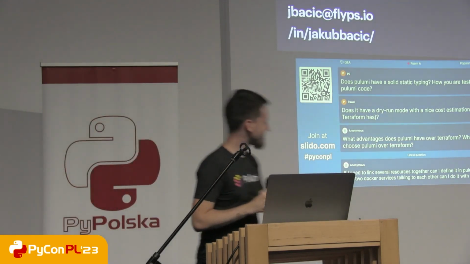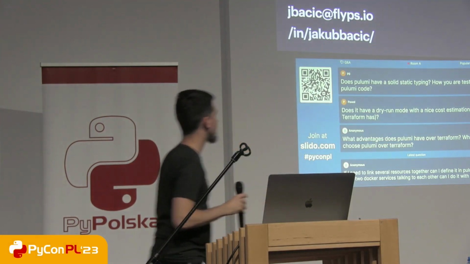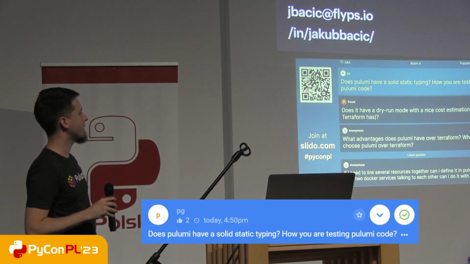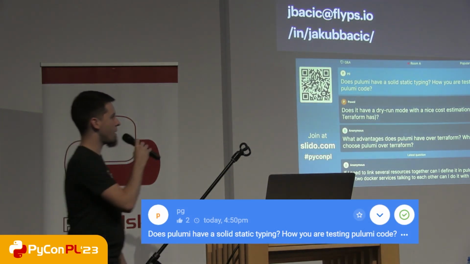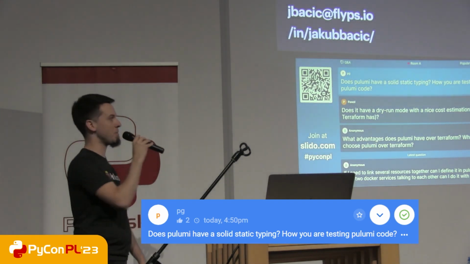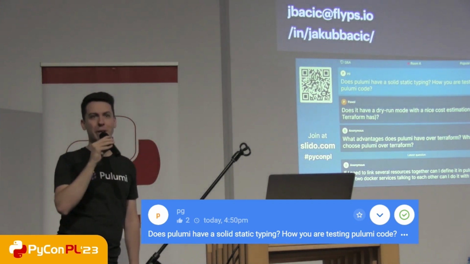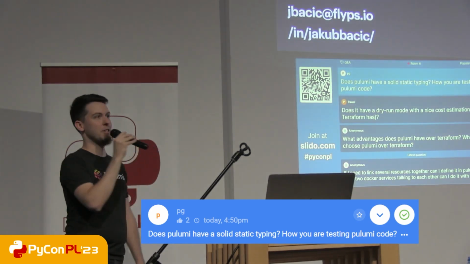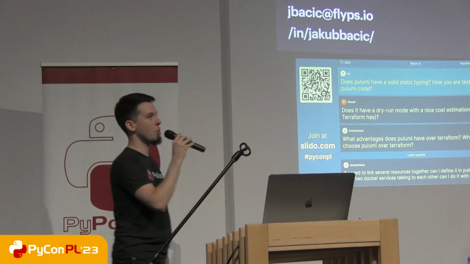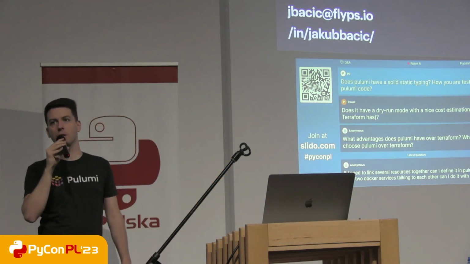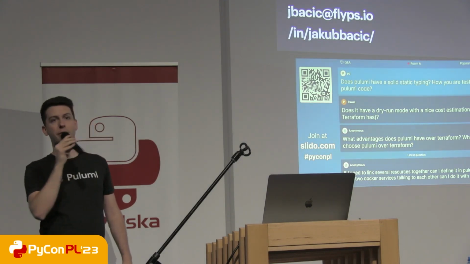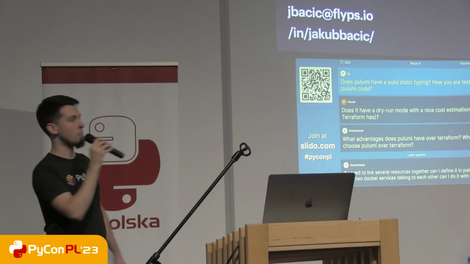Yeah, so we do have some questions. Does Pulumi have solid static typing, and how are you testing Pulumi code? Awesome question. I would joke that if you're using Java to write Pulumi code, you might already know the answer. It's going to be very strict static typing, but I guess you're talking about Python. So yes, Pulumi code is pretty well type hinted, so you shouldn't have many problems with static typing using things like MyPy or having auto-completion in PyCharm.